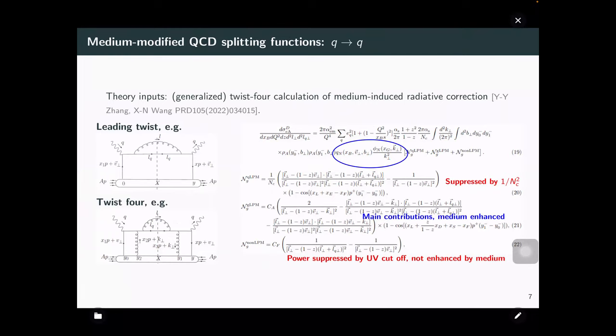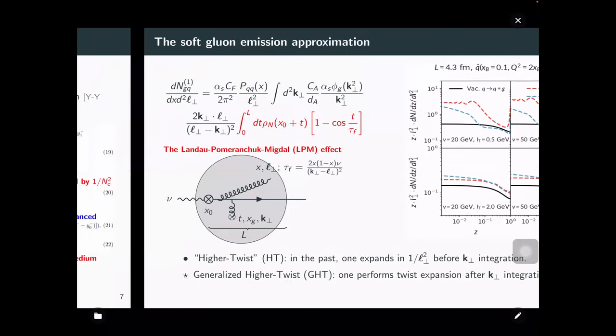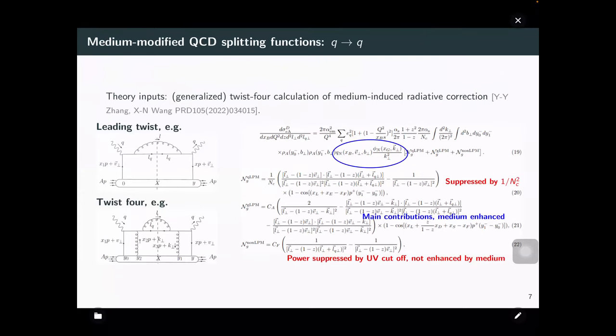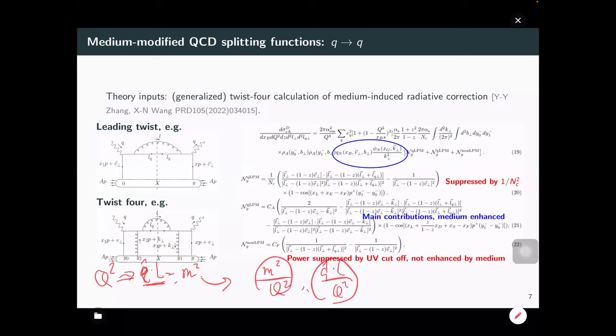So twist, in the textbook, is always defined by this dimension minus spin definition. But here, once you have a nucleus, it has some other scales. For example, in a nucleus, you can have scales like momentum broadening or some screening mass. And then you have another hard scale. Then the twist, in its final effect, is that you want to expand your cross sections to first orders of power like this. So it's like a 1/Q² expansion.